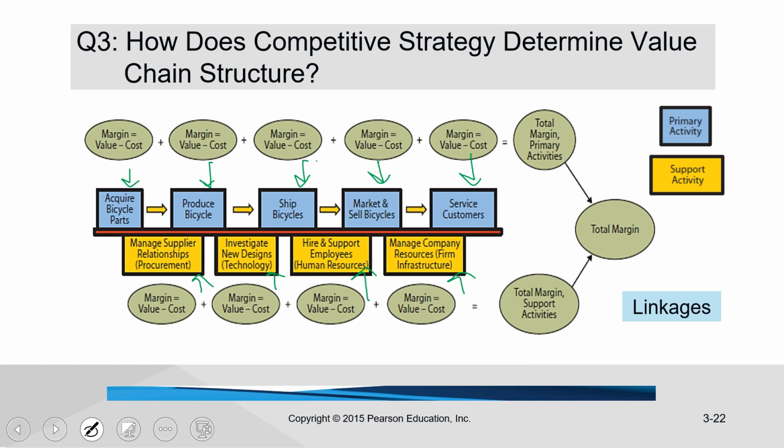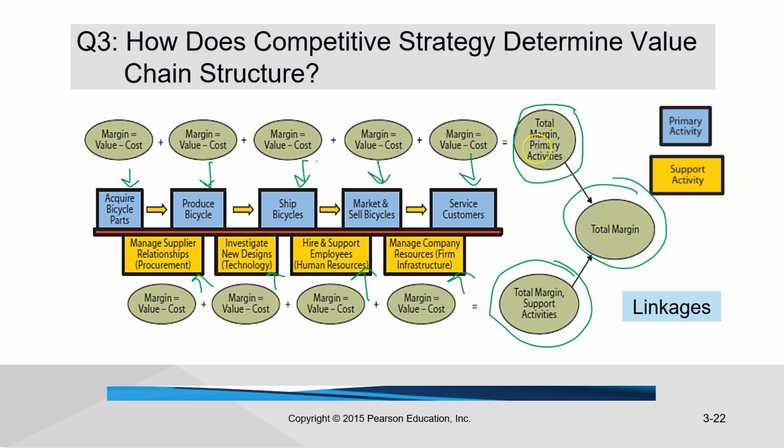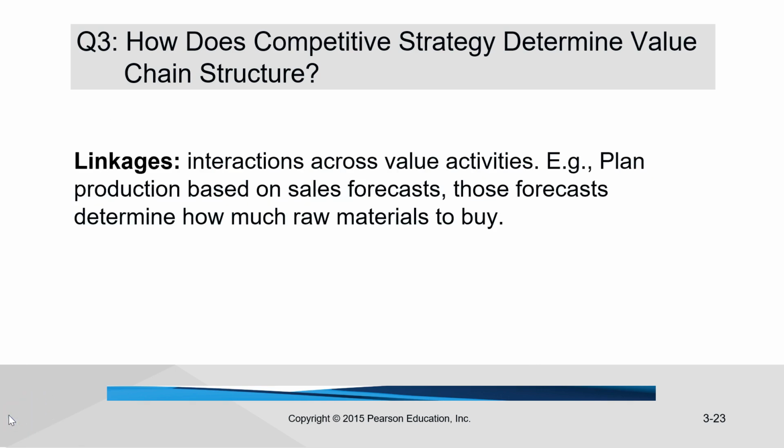The sum of the margins for the primary activities is known as the total margin for primary activities, and the sum of the margin for support activities is known as the total margin for support activities. And these added together are known as the total margin. There are also interactions across value chain activities. These are known as linkages. One example of a linkage is if production is planned based on sales forecasts, and those sales forecasts determine how much raw materials to buy.